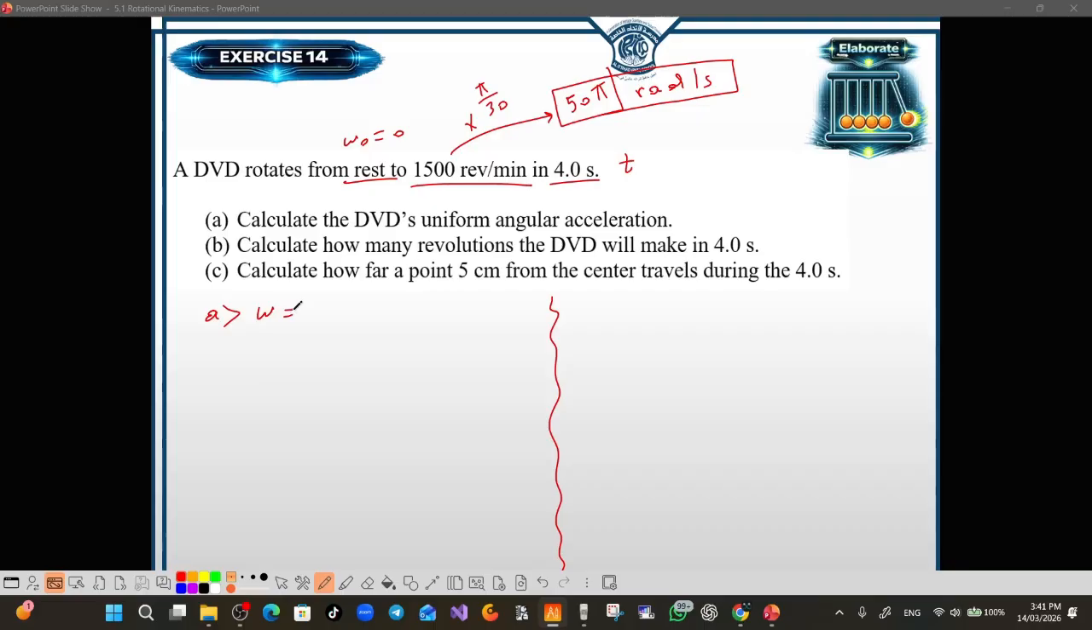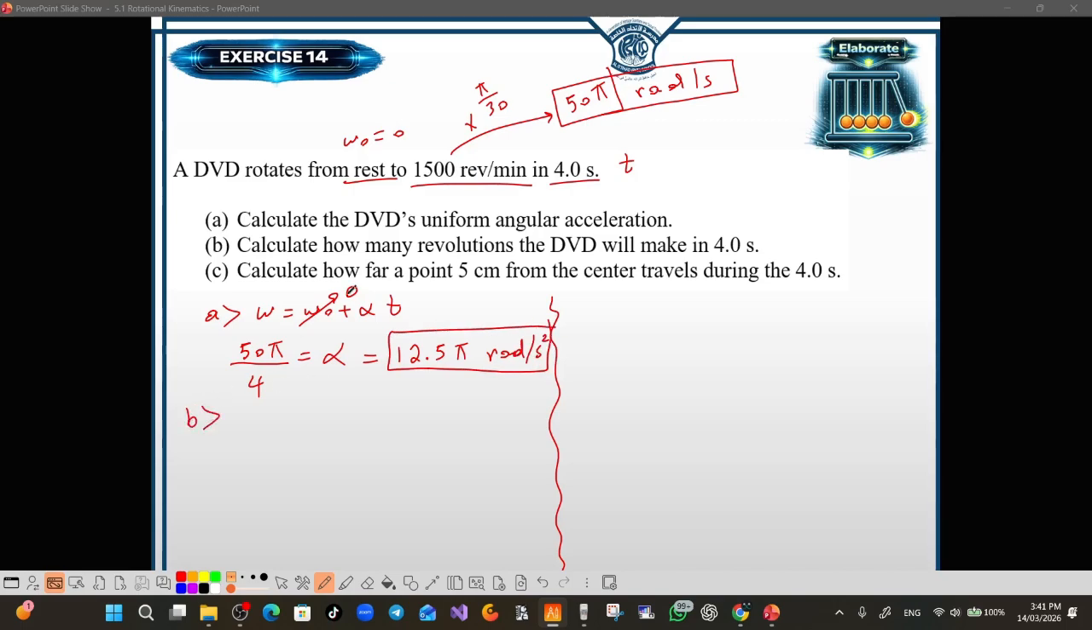And we will use omega is equal omega 0 plus alpha t. Omega final is given by 50 pi radian. Omega 0 is 0. We started from rest. The alpha is unknown, and the time should be placed here. So divide over time, which means divide over 4. And in this case, the alpha will be 12.5 pi radian per second squared.